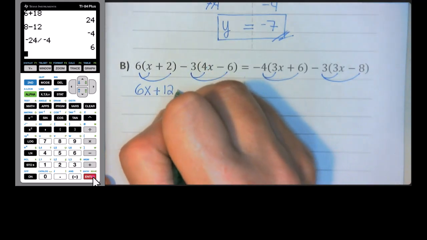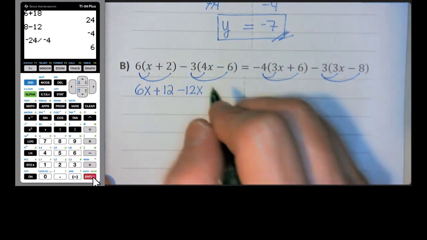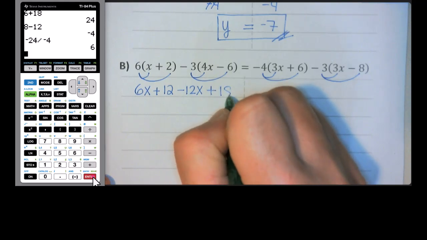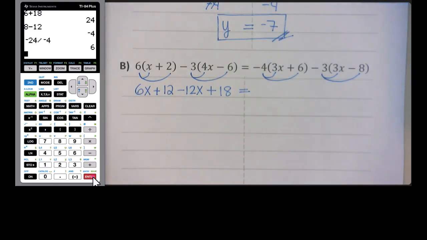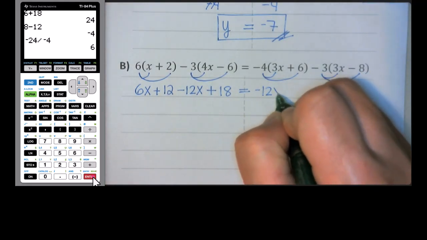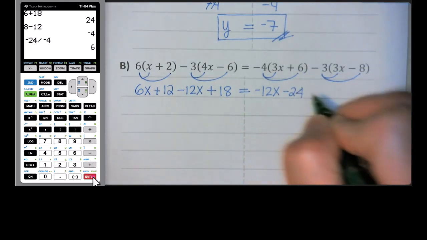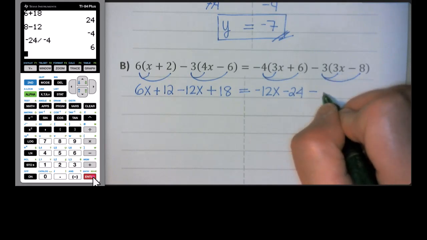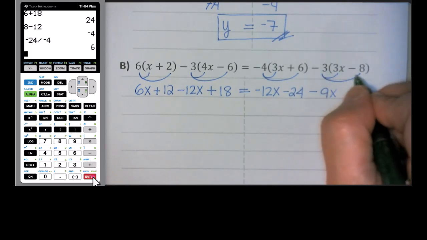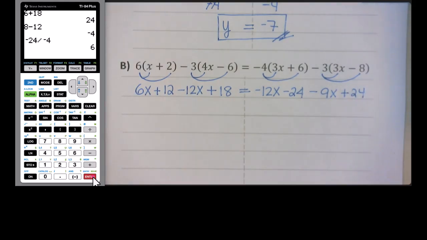Negative 3 times 4x is negative 12x. Negative 3 times negative 6 is positive 18. Negative 4 times 3x is negative 12x. Negative 4 times 6 is negative 24. Negative 3 times 3x is negative 9x. And negative 3 times negative 8 is positive 24. Very good. Next step is to combine like terms.